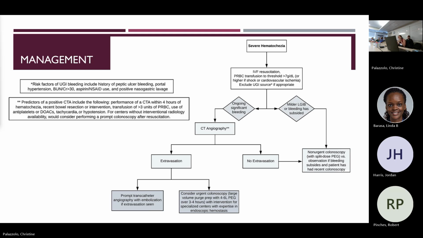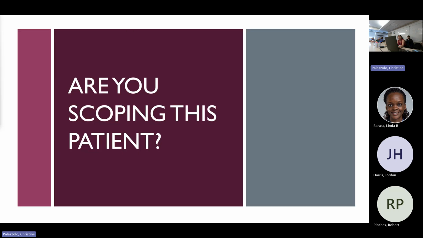So in terms of management, this is kind of an algorithm that the lower GI bleed guidelines from ACG are talking about. It's basically the same thing as upper GI bleeds in terms of resuscitation first, transfusions as needed. If there's ongoing clinically significant bleeding, just try and get them to CTA. If it's milder, you have a bit of time, you can non-urgently give them a colonoscopy. And obviously, if the CTA is positive, contact IR so they can try to embolize the patient.